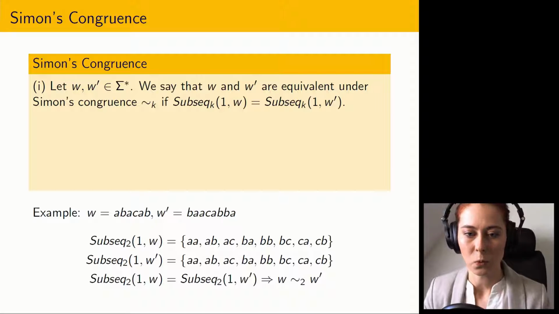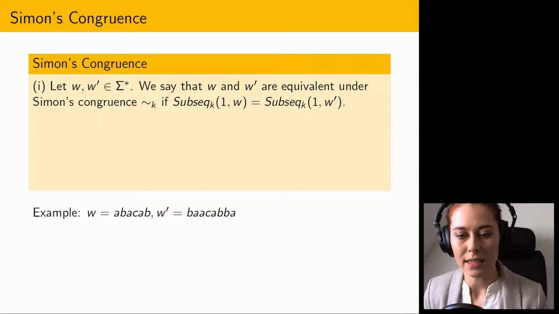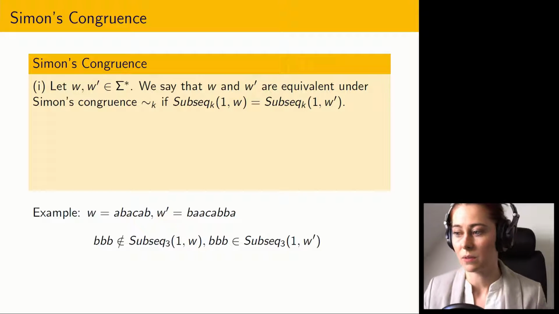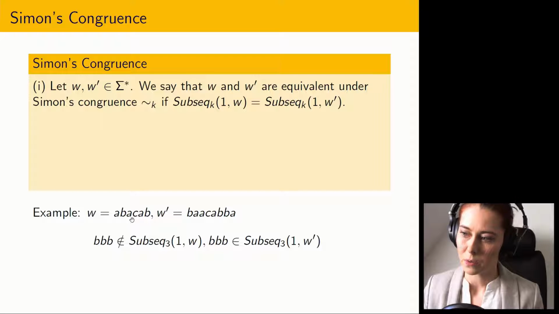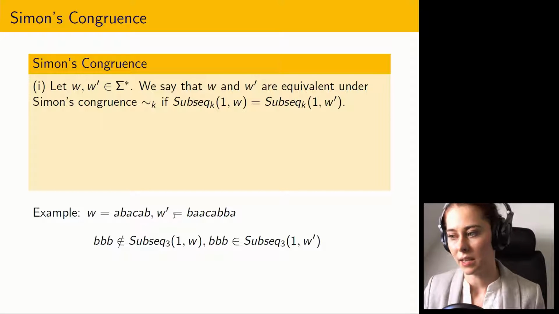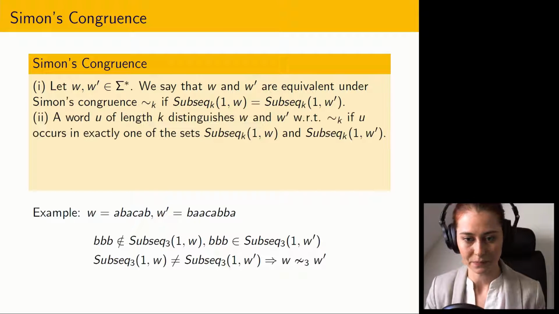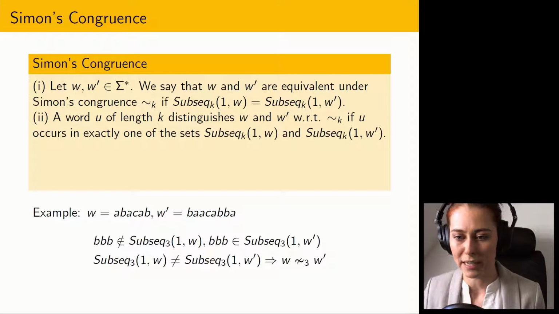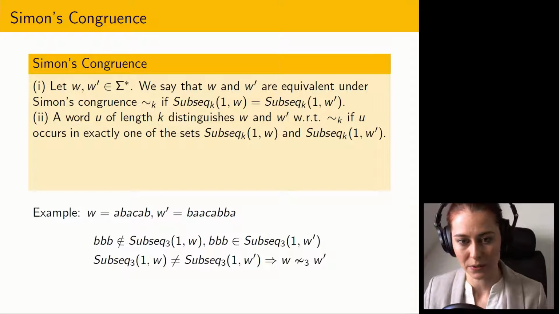When we look at the same two words again, but consider the set of possible subsequences of length 3 now, then we can see that we can build the subsequence BBB out of the word W prime, but not from W. So as we can see, here are only two B's, so it's really not possible that we can find the subsequence BBB inside of this word, but we can inside of W prime. So these two words are not sim3 equivalent. Additionally, we say that BBB in this case is a distinguishing word of length k, as it occurs only in one of the subsequence sets of our example words.